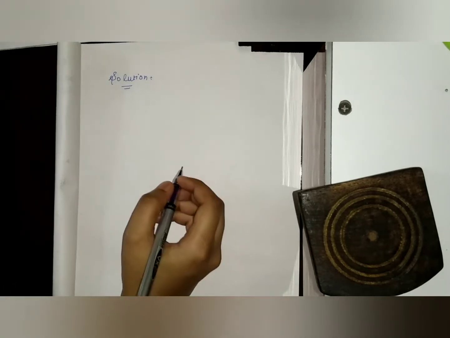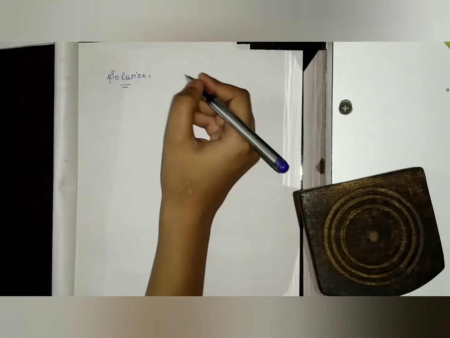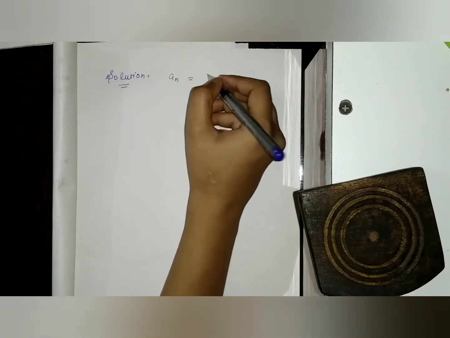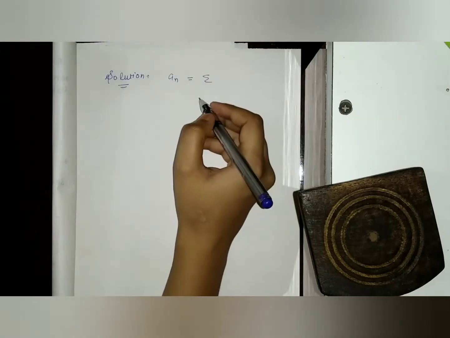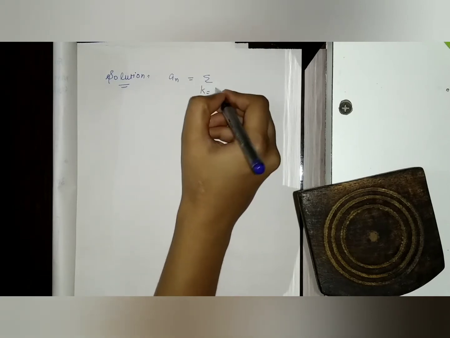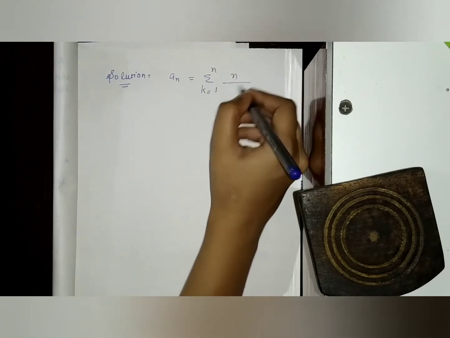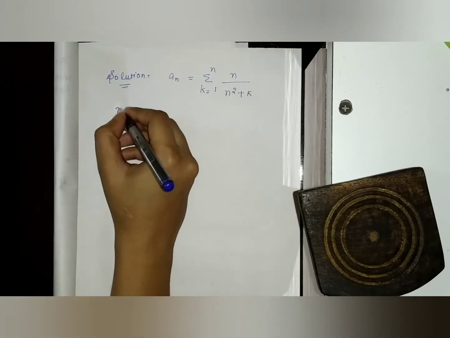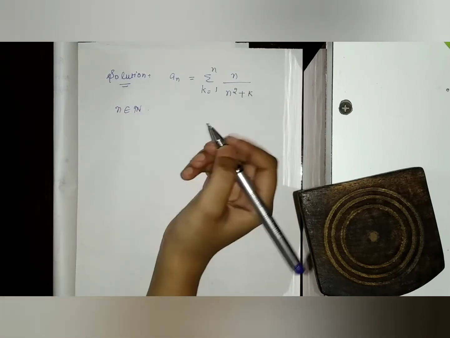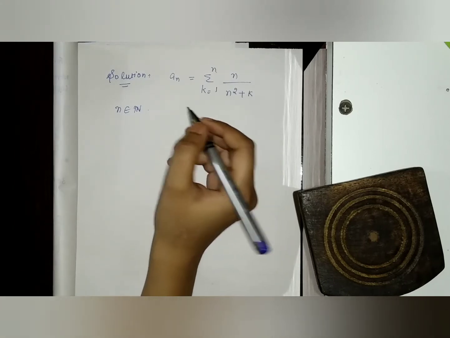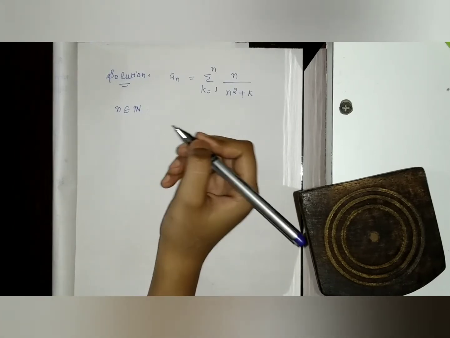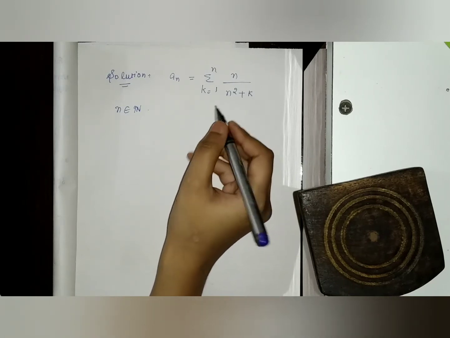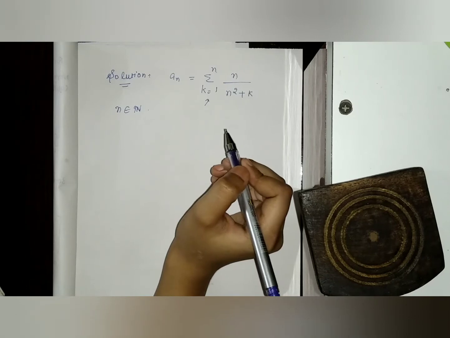So let us see the solution for this problem. Here we are given that a_n is equal to the summation, k from 1 to n, of n upon n square plus k, and it is given that n belongs to natural numbers. So we have to find out whether the sequence is, actually a series because there is a summation sign over here.